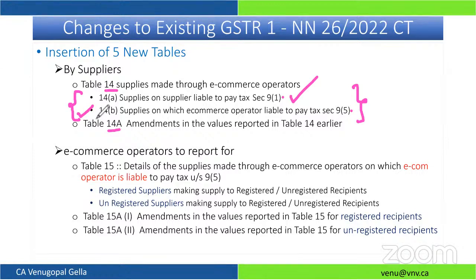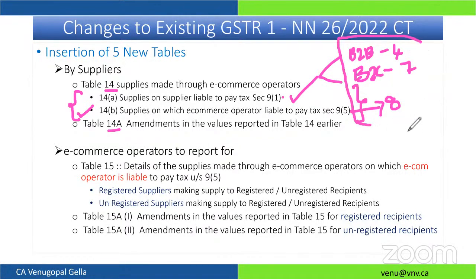I would have already reported the value of supplies in some of the other tables. Let's say the first one, if it is 9.1, it could have been B2B or B2C. If it was part of B2B, it would have been already reported in table 4. If it was not B2B, but B2C, I would have reported this already in table 7. For all my e-commerce transactions where I am not liable to pay the taxes, it is the e-commerce operator, I would have reported in table 8. So I have reported in some of the other ways.